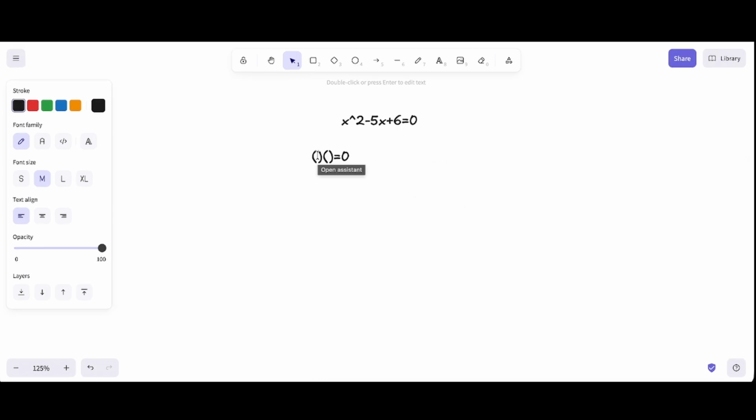Let's try solving x squared minus 5x plus 6 equal to 0. How do we do this? First, notice that the value of a is 1, since x squared doesn't have a coefficient. That means we can write x in both brackets, because x times x is equal to x squared. Now, we're looking for two numbers that multiply to give the value of c, which is 6, and add up to give the value of b, which is negative 5. So what numbers multiply to 6 and add up to negative 5? They're negative 2 and negative 3.